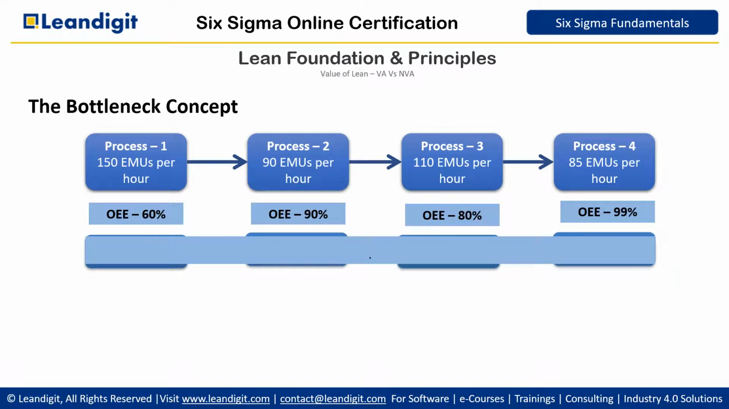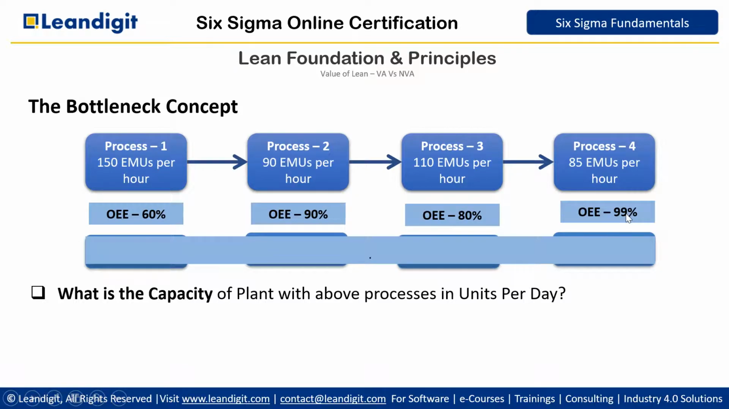So now let us see it from a different perspective. Let us say process 1 has an OEE of 60%, process 2 90%, process 3 80%, process 4 99%. Now, what is the plant capacity in reality?